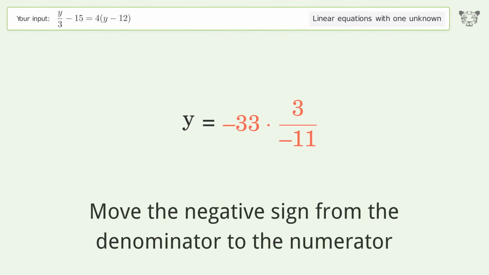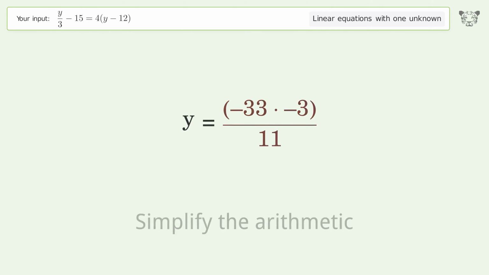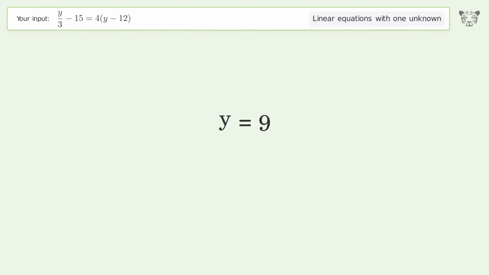Move the negative sign from the denominator to the numerator. Multiply the fractions. Simplify the arithmetic. And so the final result is y=9.